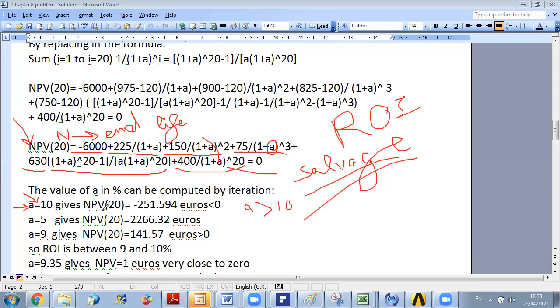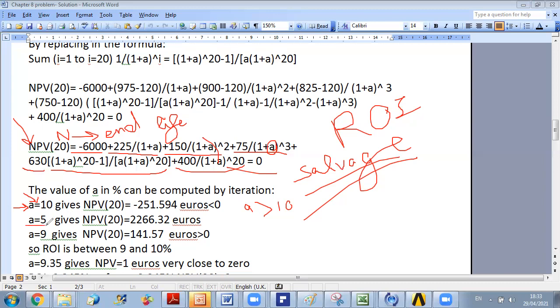If you get a positive net present value for A equal to 10, this means that your ROI is higher than 10. And then you can try to find what is NPV for larger a, until getting a value close to 0. Now, since you got here a negative value for 10, if you want a larger value of a, you should use smaller values, because your purpose now is to get a net present value that is positive.